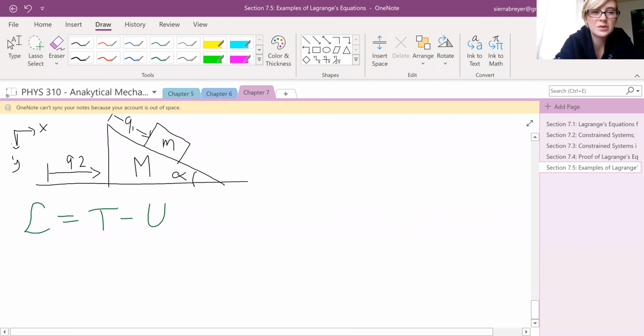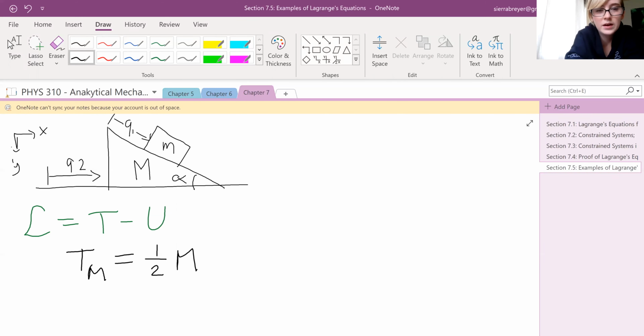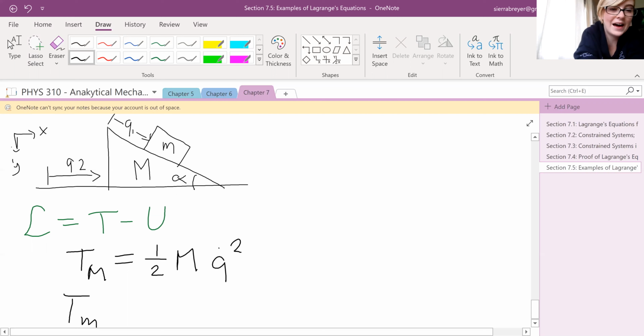What we want to do is analyze both of the kinetic energies that could happen. Since our wedge is moving right here, it's got a kinetic energy of 1/2 that big M times the changing Q2 dot, squared. That one's pretty simple. And then our little block, it's gonna be harder. I'm gonna tell you right now, it's gonna be different.